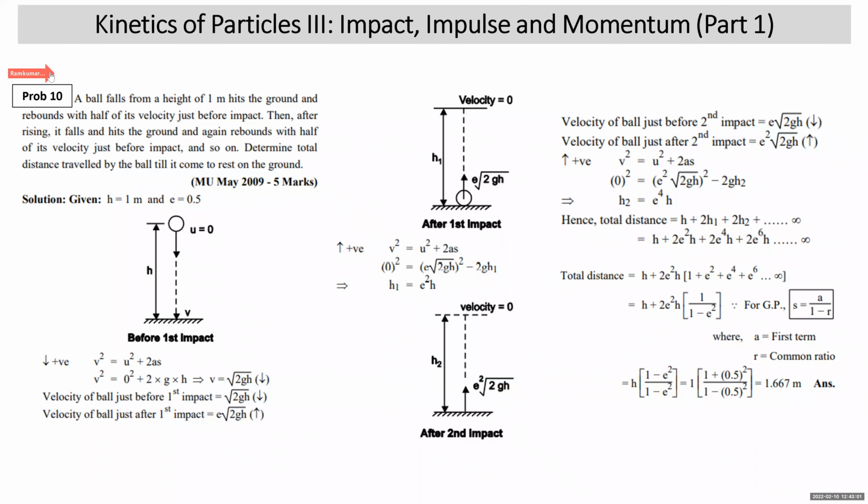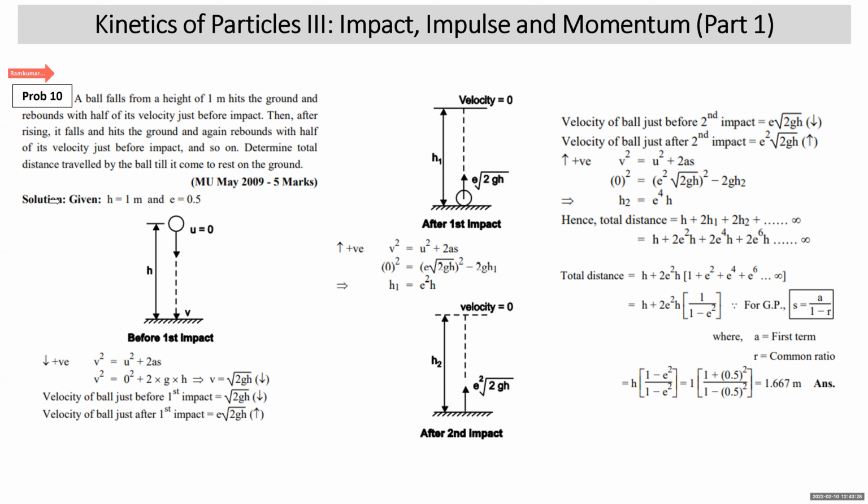One more problem of the same type, but this time we'll calculate the total distance. We are considering the impact between the ball and the floor, but this time we'll calculate the total distance covered by the ball during the entire impact process. During the entire process, a number of impacts will be happening. So the ball will go down, go up, go down, go up. So we'll calculate the total distance it covers.